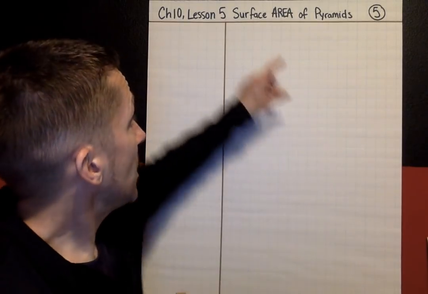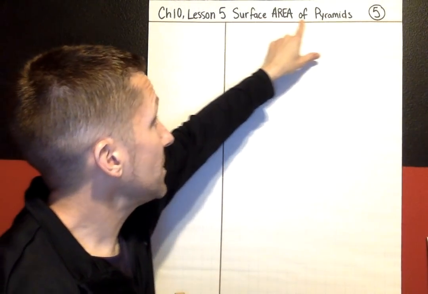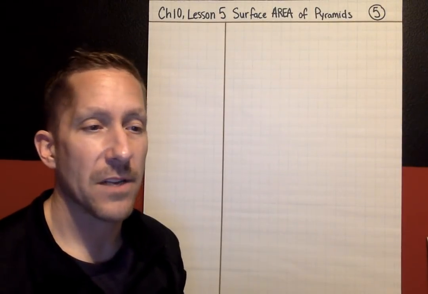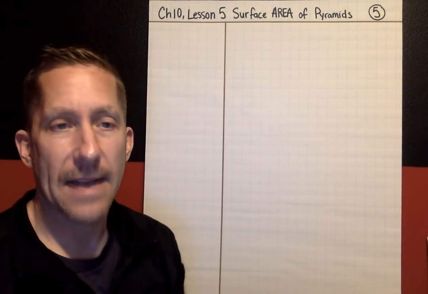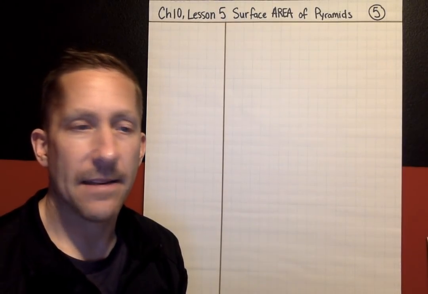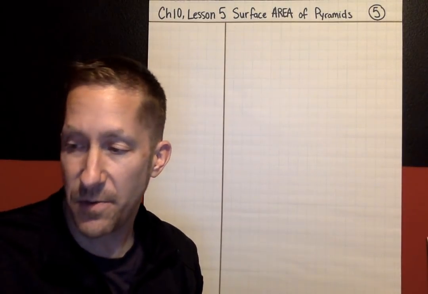Alright, our topic today is, after today you will know how to find the surface area of pyramids. So again, area, we're counting squares, and I know that you looked in the last lab a little bit about how you can fold up a net to make a pyramid. So I've got a few different nets to show you.